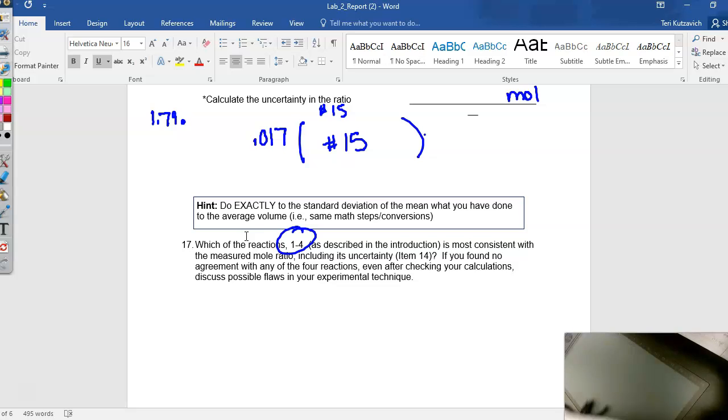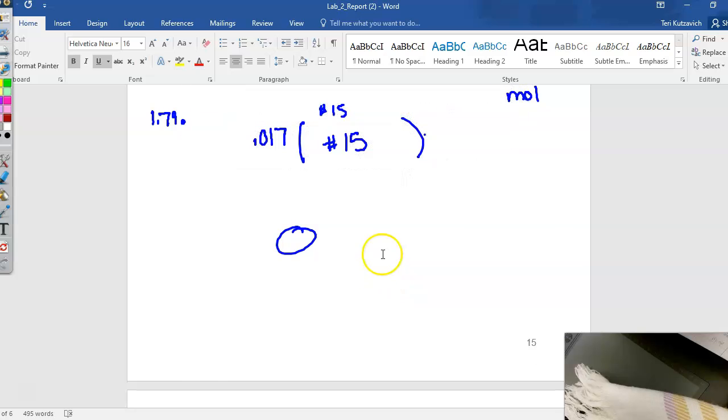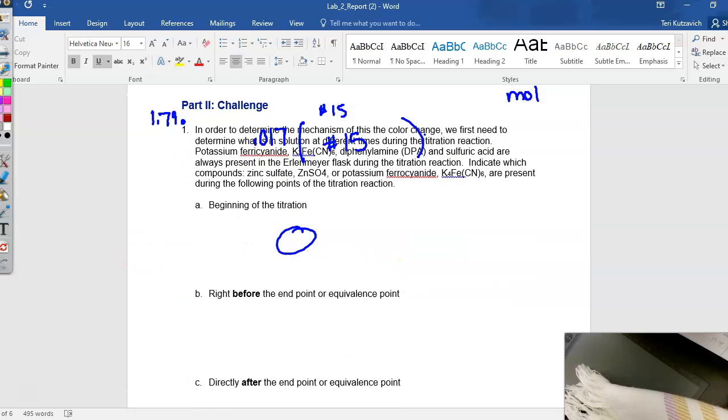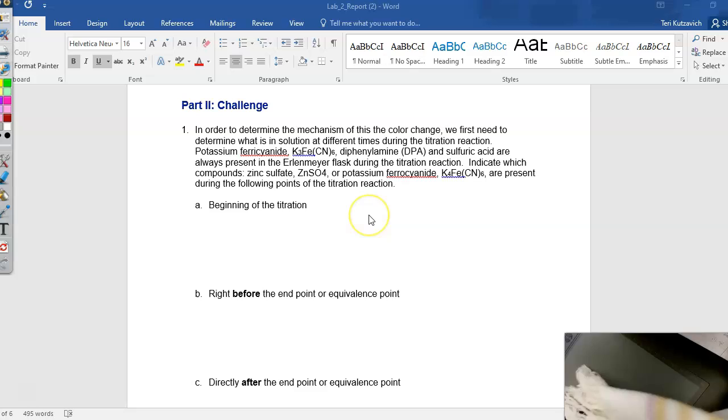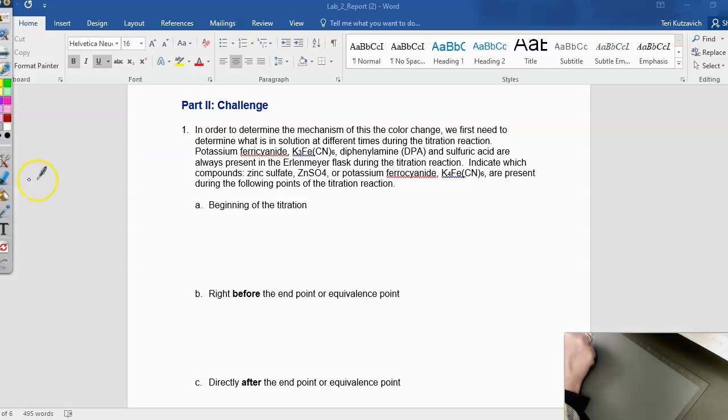The challenge, I almost forgot about the challenge. Now usually they have you doing this and you just put some solutions in there, like this one you would just put DPA in a test tube and see if it was blue. This one you would put DPA and zinc sulfate in a test tube and see if it's blue. And this one would be mixing all 3 in the test tube and seeing if it's blue.